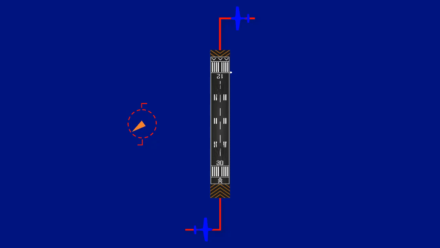So in this example, runway 12 has the left traffic pattern. Runway 30 also has a left traffic pattern. The segmented circle would look like this if runway 30 had a right traffic pattern.